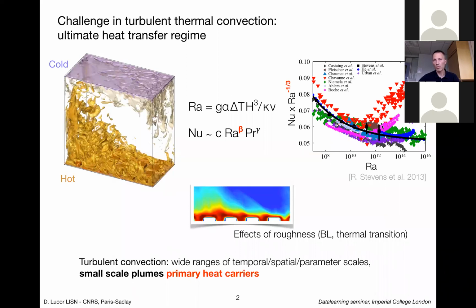So one way to promote this switch is to use roughness. You can add some roughness at the walls. For example, here you can guess you have some roughnesses on the left. I don't know if you see my mouse. I hope you do. Adding those roughnesses is going to help modify the boundary layer and the thermal transition. This is going to trigger this instability even for lower Rayleigh number, which is good news for us.